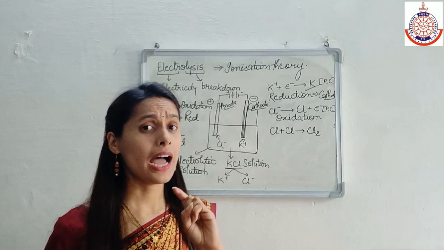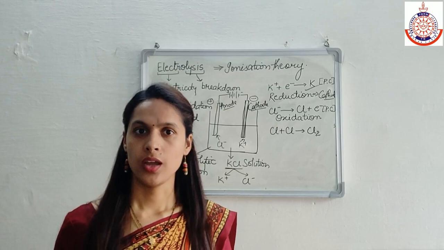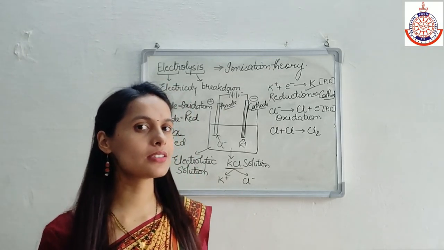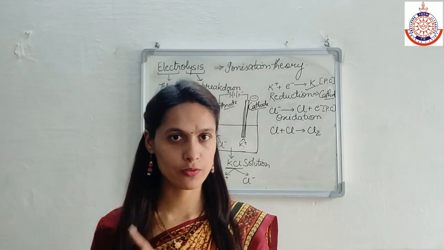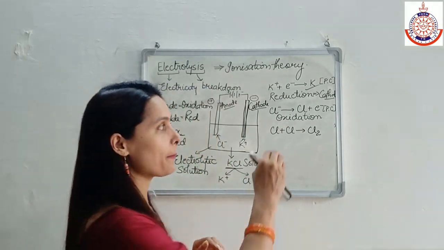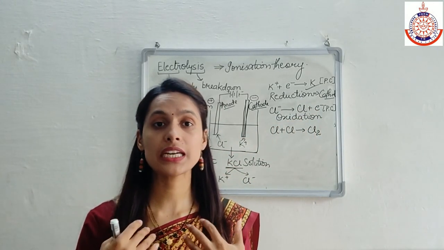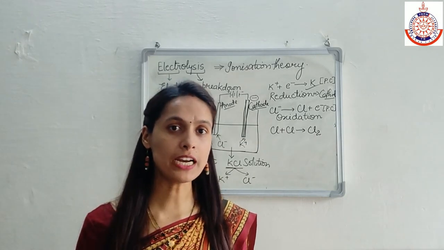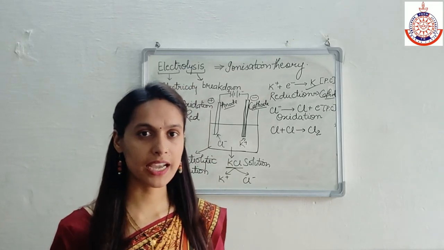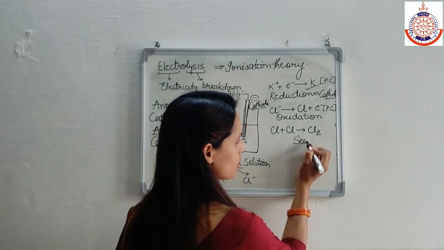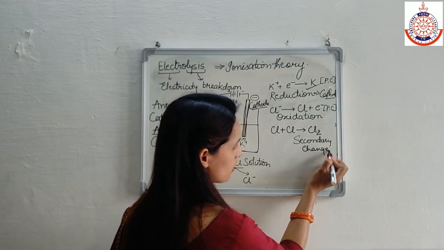But at anode, I didn't get Cl. I got Cl2. Why? Because Cl is not stable in its monoatomic form. Cl is stable in its diatomic form. So whenever the primary product undergoes any other change to convert itself into a more stable product, then it is termed as secondary change.